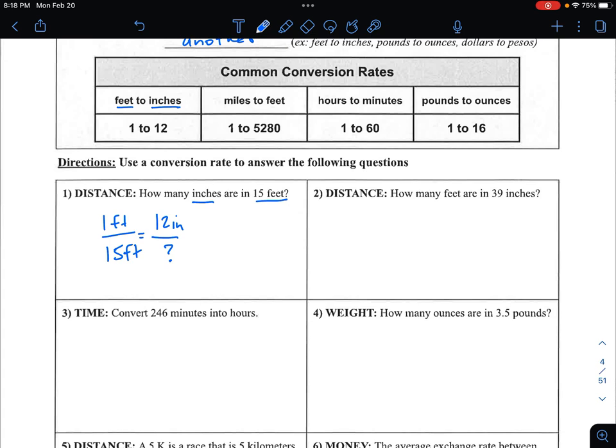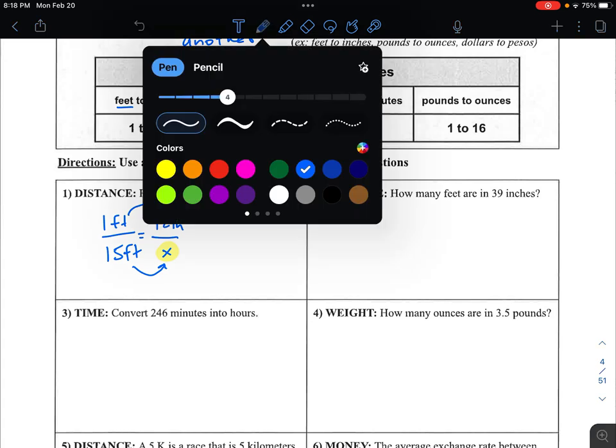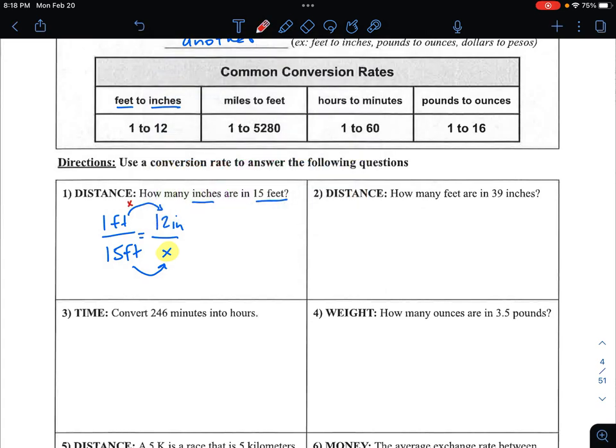So that's the question. This is the part I don't know, so I can put a variable there. So 1 to 12. How do I get from there to there? Multiply by 12. So what should you do to 15? You times it by 12, and that's what's going to get you your mystery number. So times 12, times 12. You can also do cross products, which is 1 times x is x, 15 times 12 is whatever, and you'll get your answer that way as well.